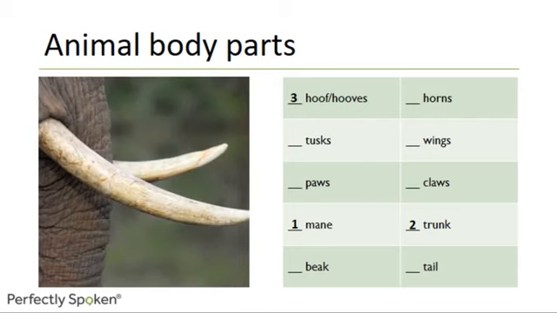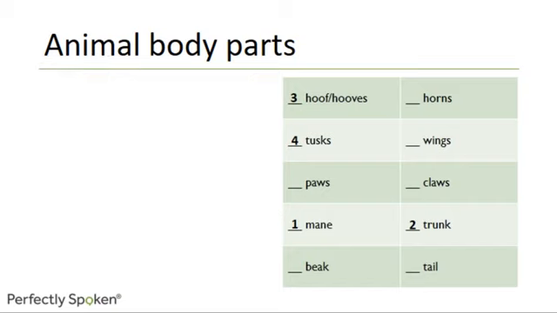Next one. Okay, these are the ivory things which come out of the elephant, and walruses have these as well. It's why elephants are endangered, because hunters have been hunting them for years. And these are tusks, elephant tusks.